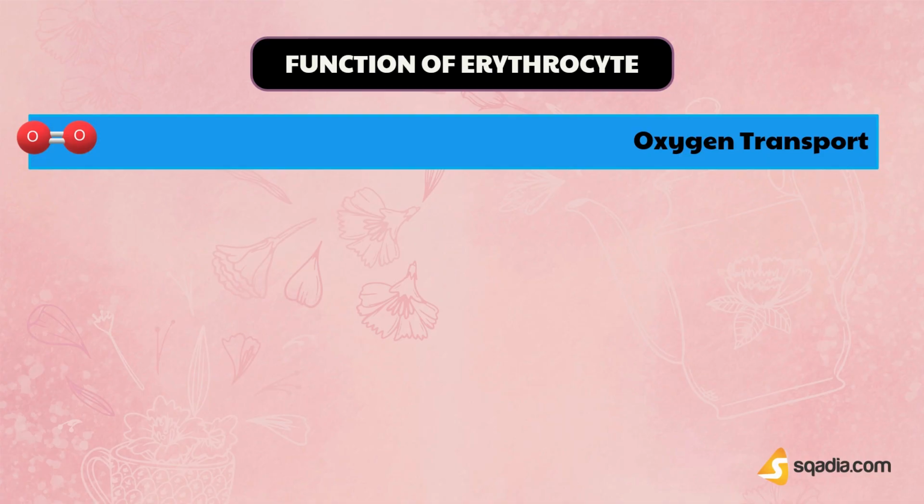They achieve this through a molecule called hemoglobin, which binds to oxygen in the lungs and carries it throughout the circulatory system. When erythrocytes pass through the capillaries near body tissues, they release oxygen, allowing it to be taken up by cells for energy production.